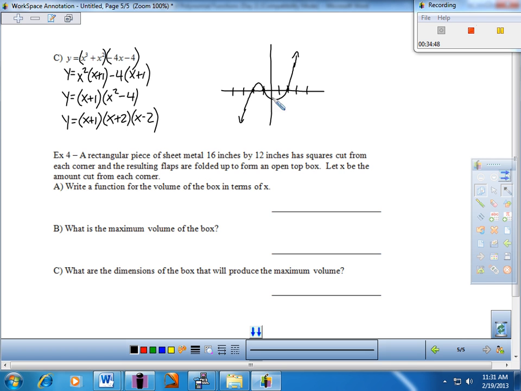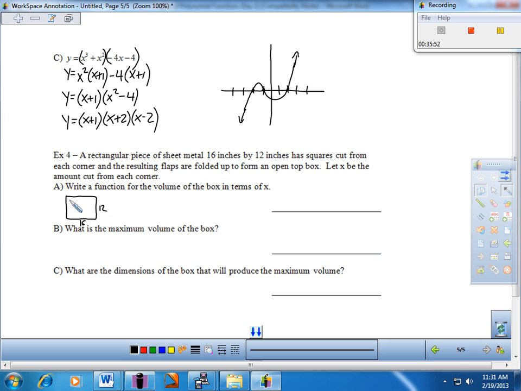So example 4. You've potentially seen this problem before in a couple different contexts. This is just a good place to do this problem. So a rectangular piece of sheet metal, 16 inches by 12 inches, has squares cut from each corner, and the resulting flaps are folded up to form an open-top box. Let x be the amount cut from each corner. Alrighty, so let's do this like we've done it before. I have a 16 by 12.